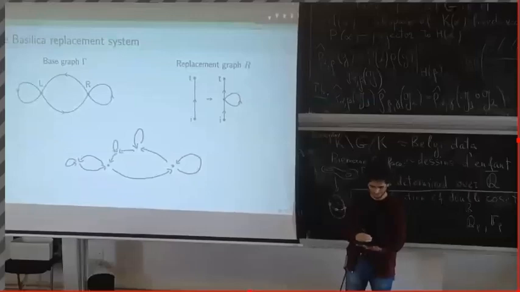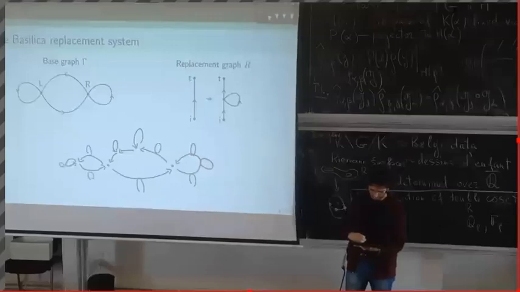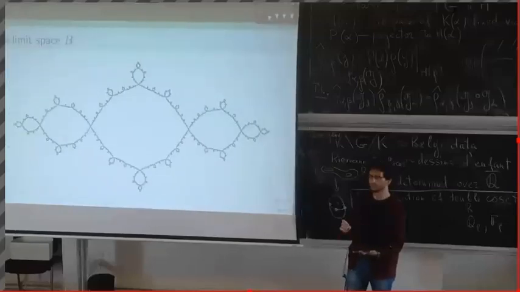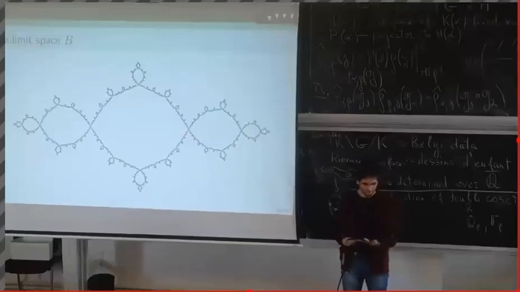And I think you can see that if I replace everything, you get a lot of these loops essentially. And so you should probably believe me if I tell you that this is the shape of the limit space. All right. This is called the Basilica limit space. It's actually homeomorphic to a Julia set, the Basilica Julia set.